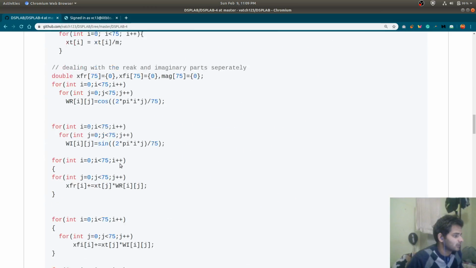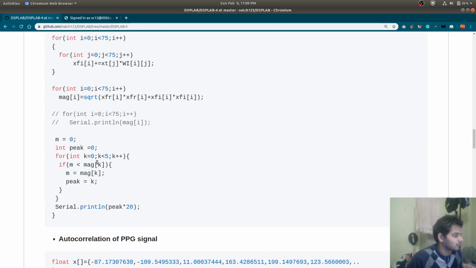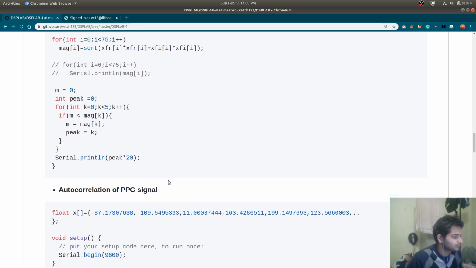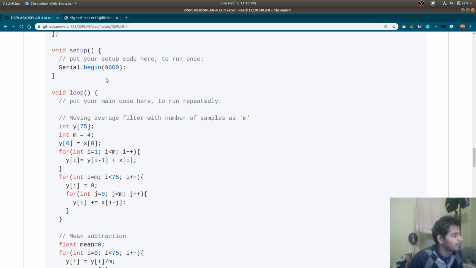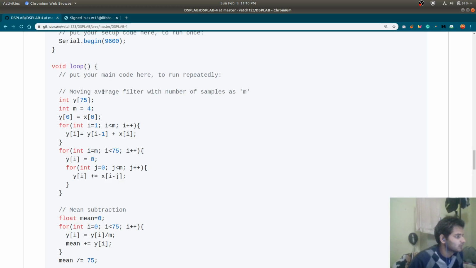The same thing we have done here. We found out the peak value, that is k, from here and multiplied it with 20. Now coming to our baseline methods: autocorrelation of PPG signal, frequency estimation, pulse rate estimation using PPG. This we have already done in the previous lab, as you remember, so I'll just skim through the code.